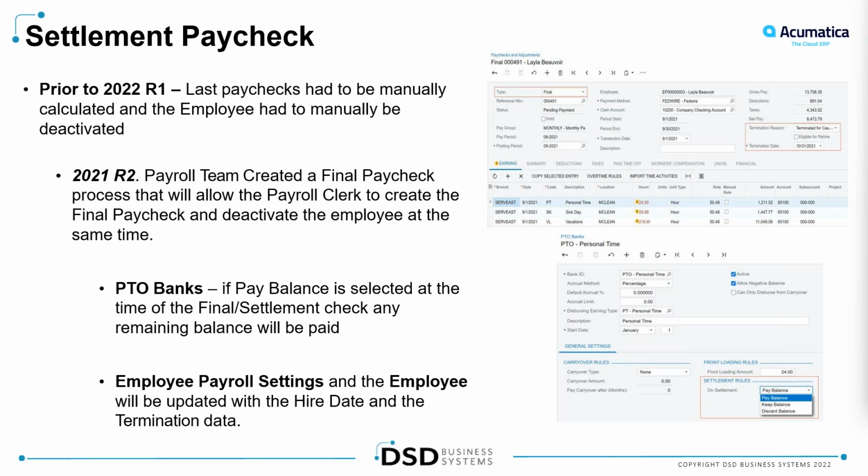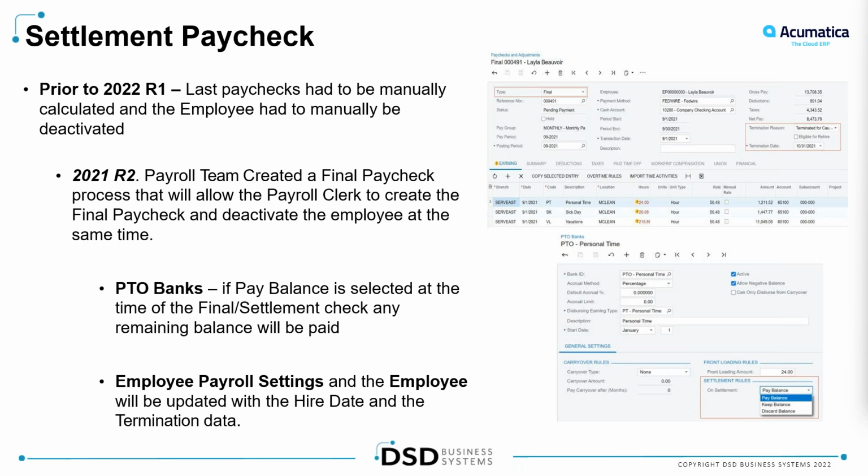So prior to 2022 R1, last paychecks were a little complicated, very, very manual. Now there's ways to trigger those events and create paychecks on the fly and have a sort of final termination style check as well. Payroll team can then easily create that, process that for those individuals. There's also some pretty distinct changes in the PTO banks, being able to pay out the balance or process the balance or keep the balance intact.